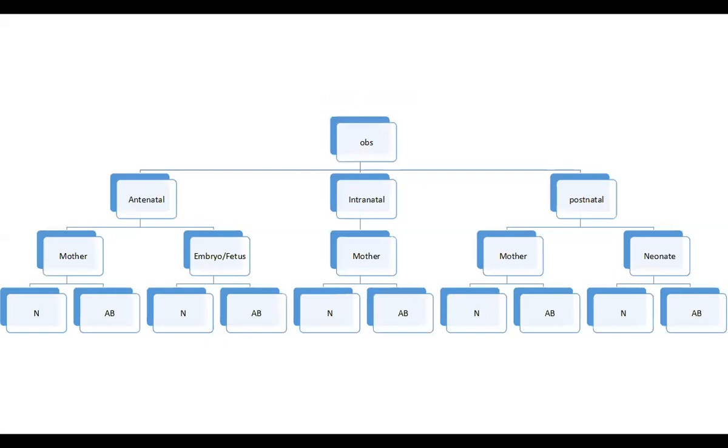Why are we saying embryo or fetus? The reason behind it is that the product of conception, up to the 10th week, is called an embryo, while after the 10th week, it is called a fetus. That's why I use the word embryo slash fetus.